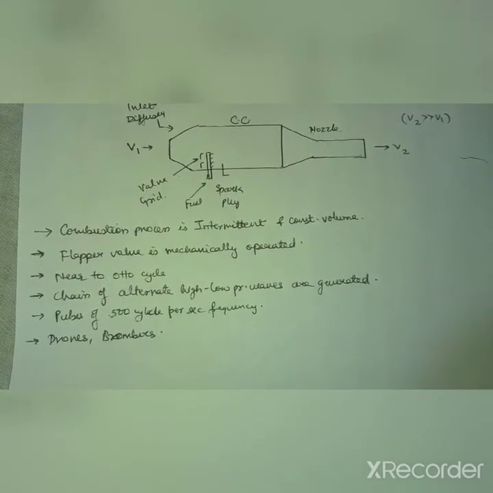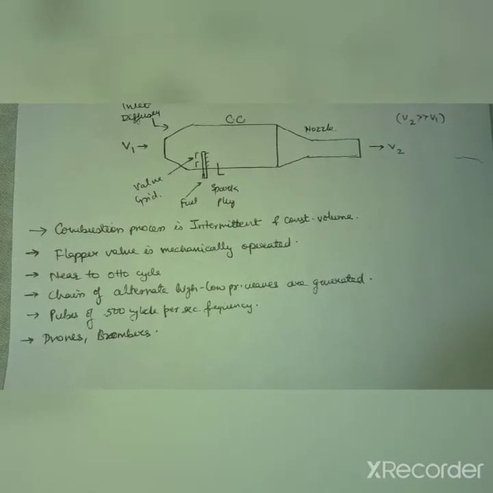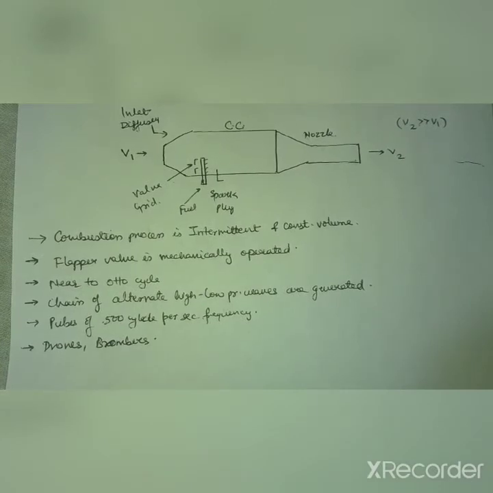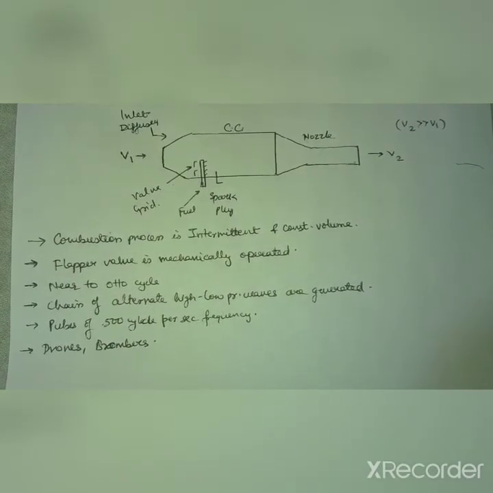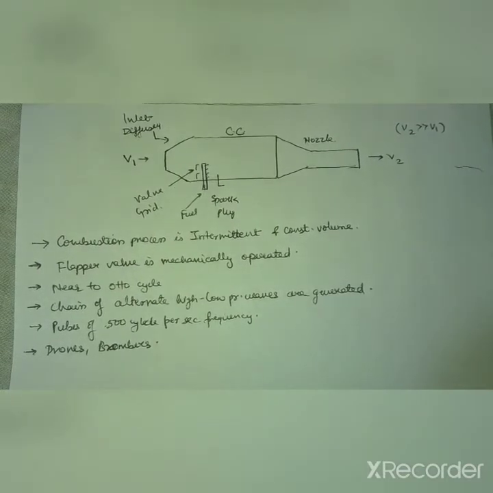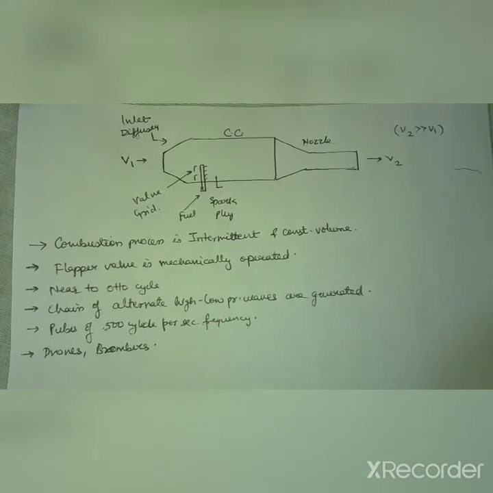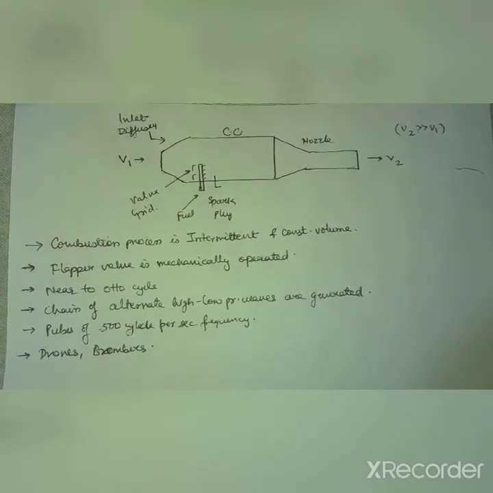Now because this engine generates high pulses or waves of high and low alternating pressure, this causes a huge vibration in the system. So clearly this cannot be used as a passenger aircraft or any type of aircraft where comfortability is preferred. So this kind of engine is mostly used in drones and bombers.